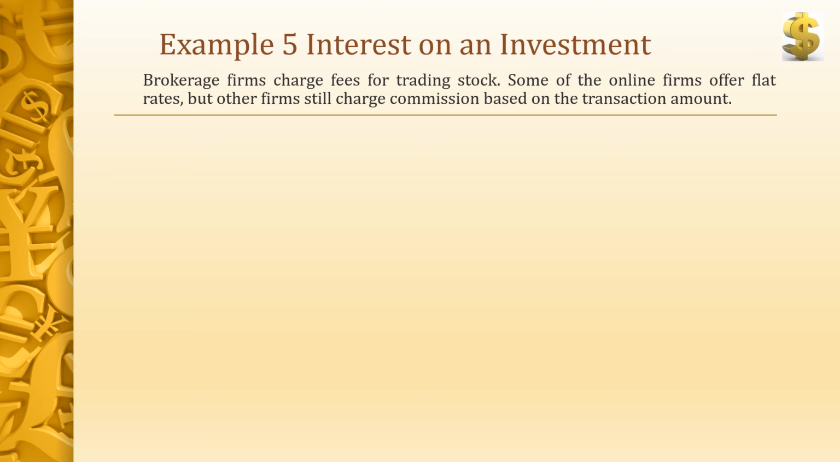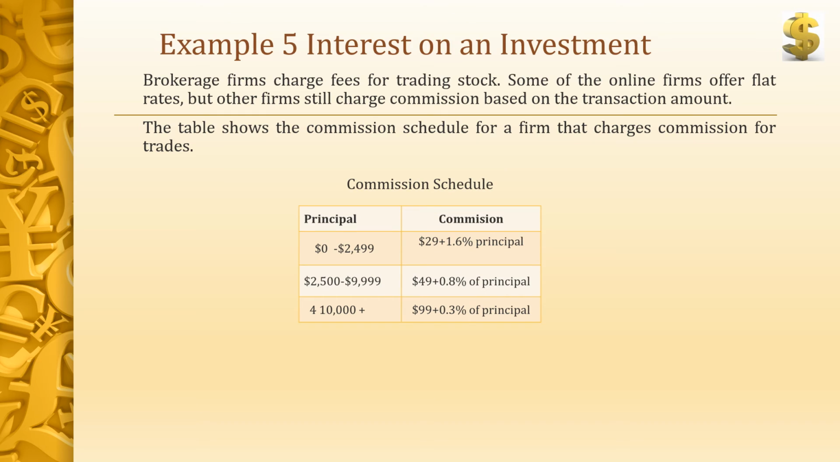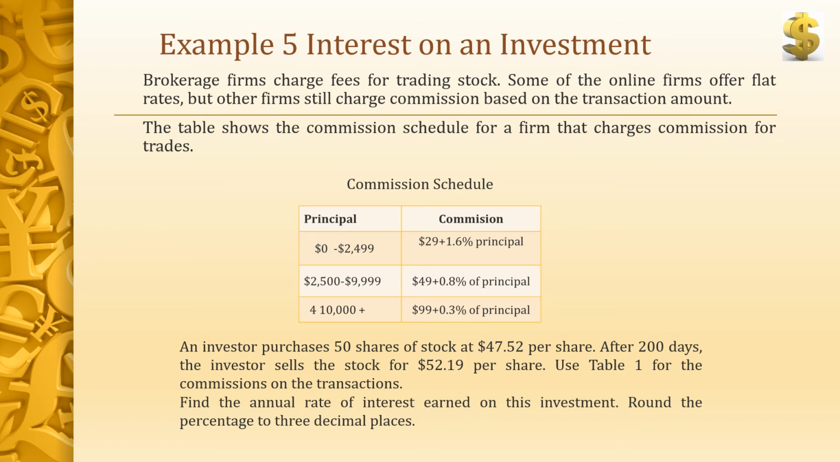So suppose I am interested in finding the interest on an investment, let us consider this example. We know that brokerage firms charge fees for trading stock, and there is a commission schedule given here. This investor purchases 50 shares of stock at $47.52 per share, and after 200 days, he sells at the rate of $52.19. We have to use this table of commission on the transaction, and we have to find the annual rate of interest earned on this investment.